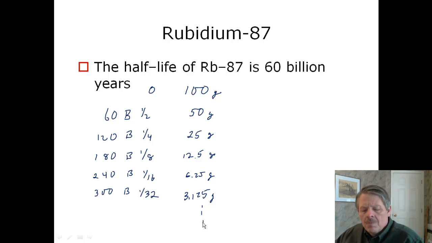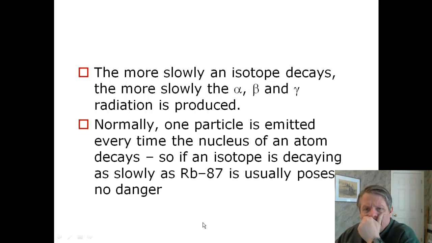So what we're going to try and do is make this easier for you. Realize the more slowly an isotope decays, the more slowly alpha, beta, and gamma radiation is produced. So that means if we're using it for nuclear energy, if it's really slow, then it's not going to give us much energy. If it's really fast, it's going to give us a lot of energy. However, it's then going to deplete really quickly. We're not going to have as much of it left.